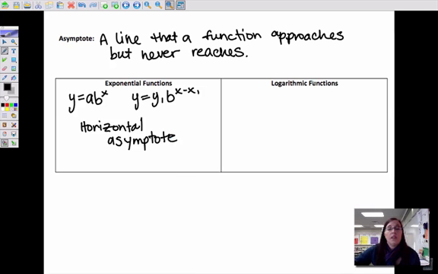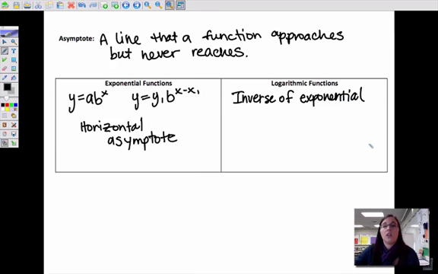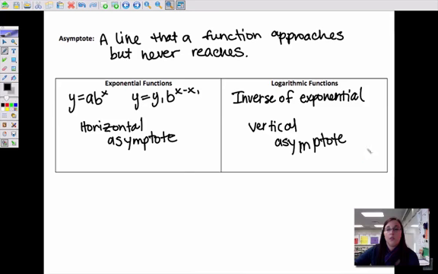Okay, and then a logarithmic function is the inverse of an exponential function. We've already talked about that a little bit. They're inverses of each other. These will have a vertical asymptote, and we're going to use the concept of inverse functions to help us graph logarithmic functions.